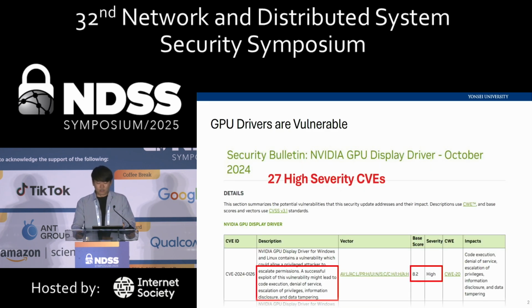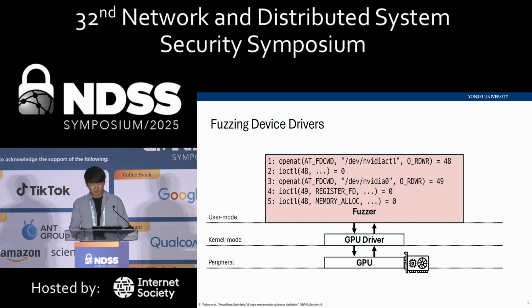So these days, we all know that GPUs are core to AI computing, but the problem is that the GPU drivers are still very vulnerable. So for example, NVIDIA assigned 27 GPU driver CVEs with high severity last year. So to find driver vulnerabilities, fuzzing is a good method, but there are two big and well-known device driver fuzzing challenges that prior works have tackled.